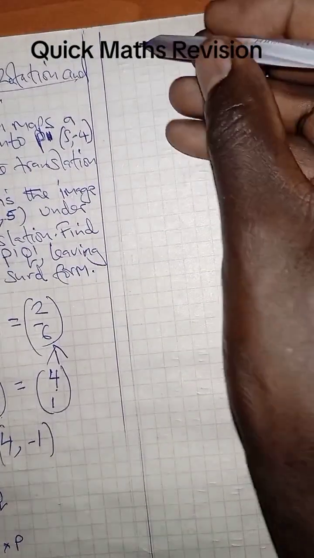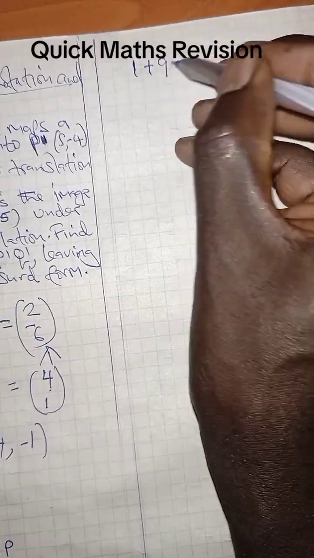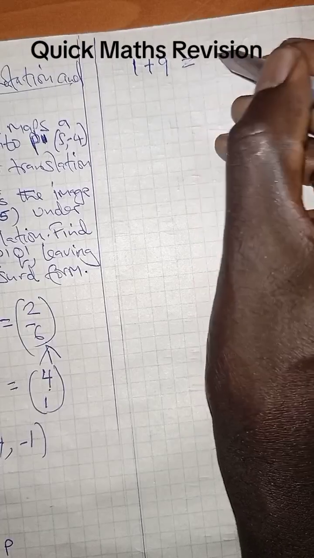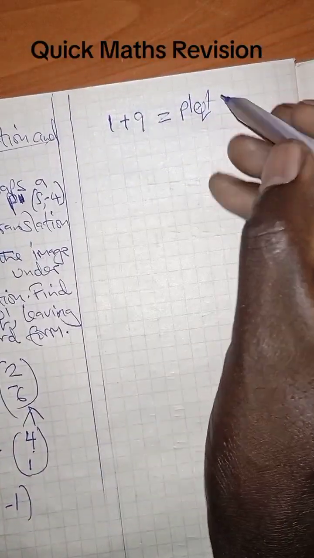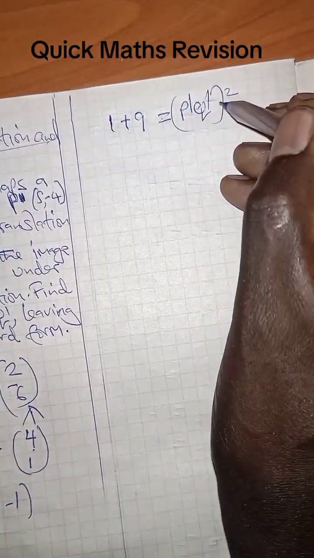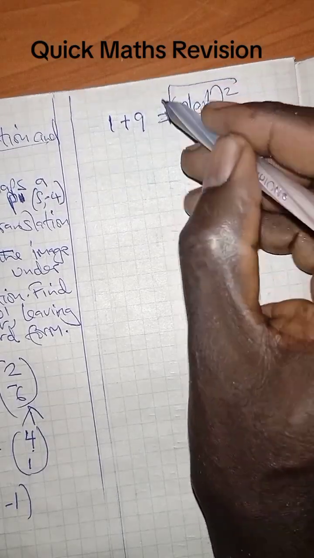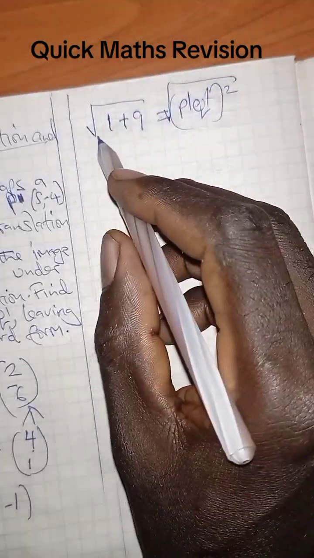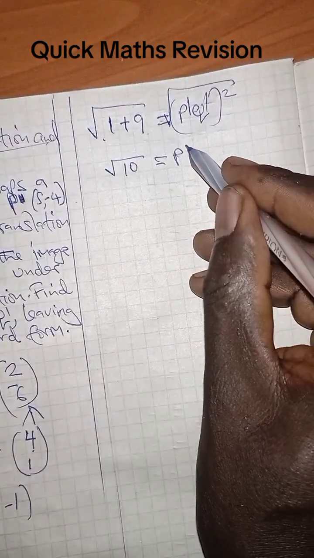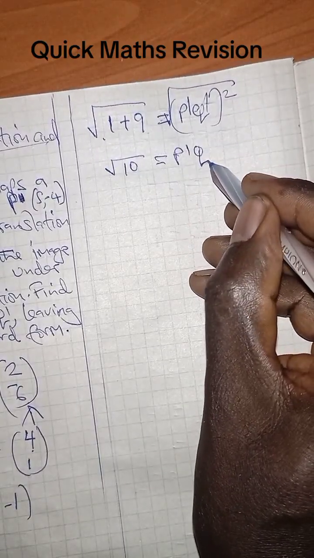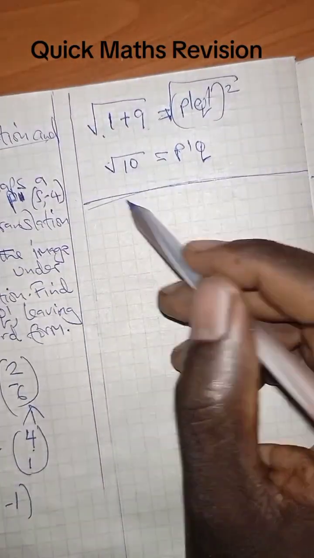Now, let's simplify. 1 squared is 1, plus (-3) squared is 9, equals P prime Q prime squared. Sorry for forgetting the square. If you want to find P prime Q prime, you have to get the square root of this. When you add, you get 10, and the square root of 10 is equal to P prime Q prime. We have been told to leave the answer in surd form, so this is the answer. We can also simplify further because this is now the surd form.